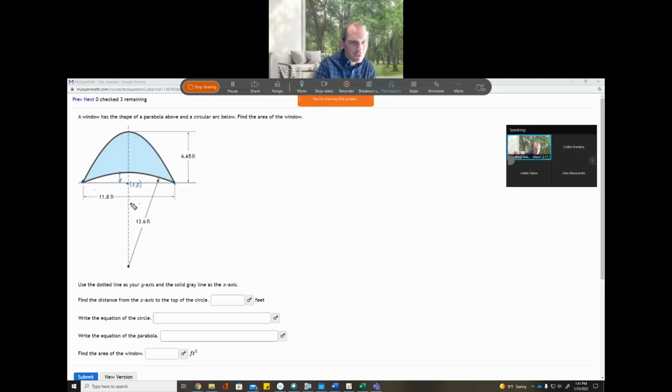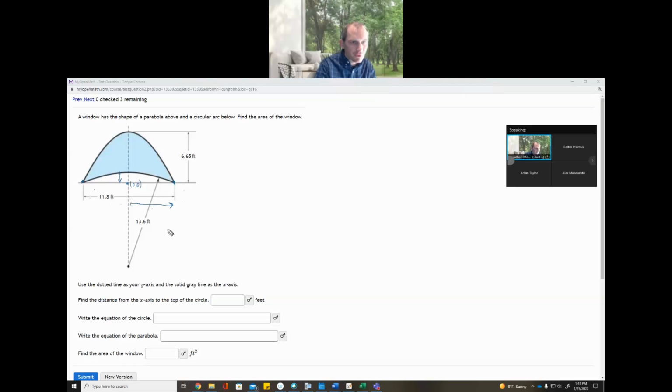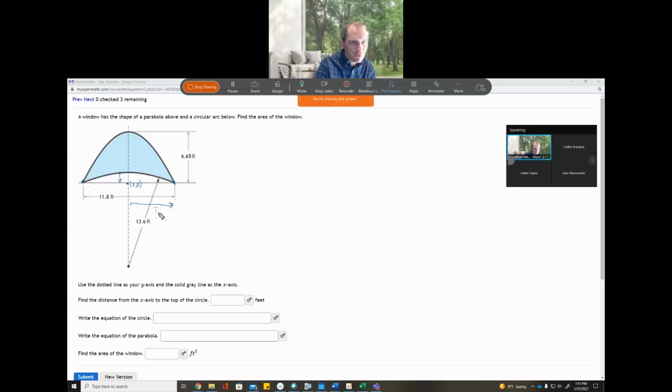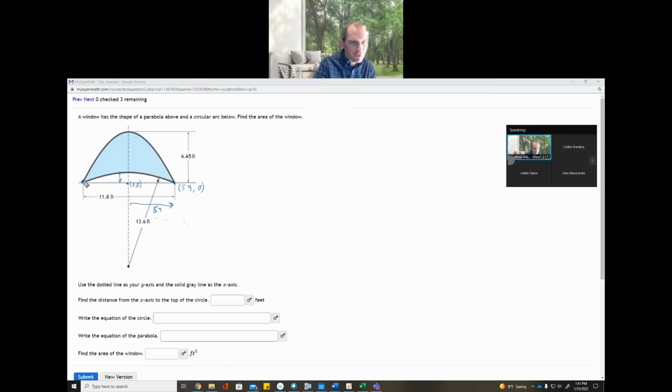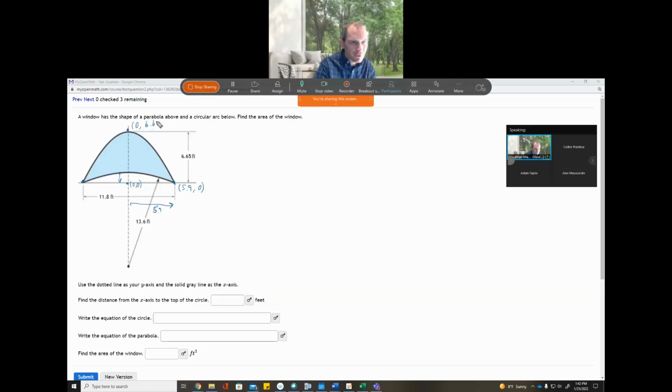So if I look at how wide this is, I just take the 11.8 and cut it in half. And I think that's 5.9. Okay, so this is the point 5.9 comma 0. And this one will be negative 5.9 comma 0. Okay, while we're labeling points, we'll just go ahead and label that top point. This is 6.65 feet up, and it's on the y-axis. So this is 0 comma 6.65. Okay, so that gives us some points to work with.